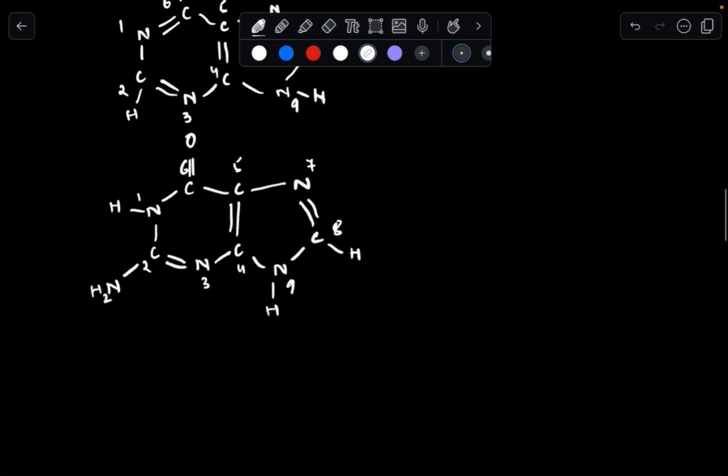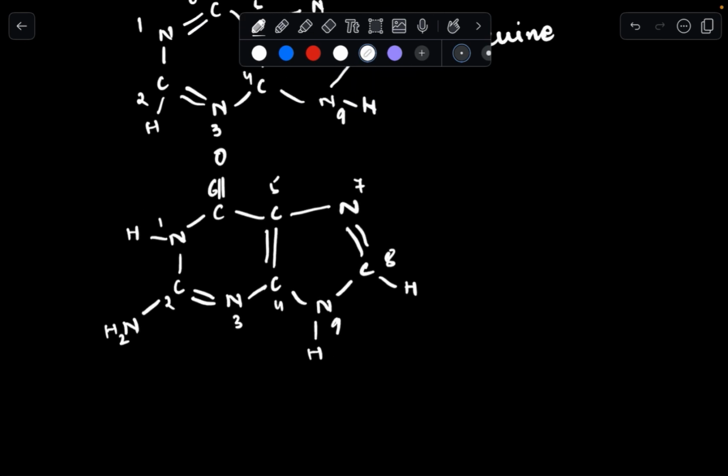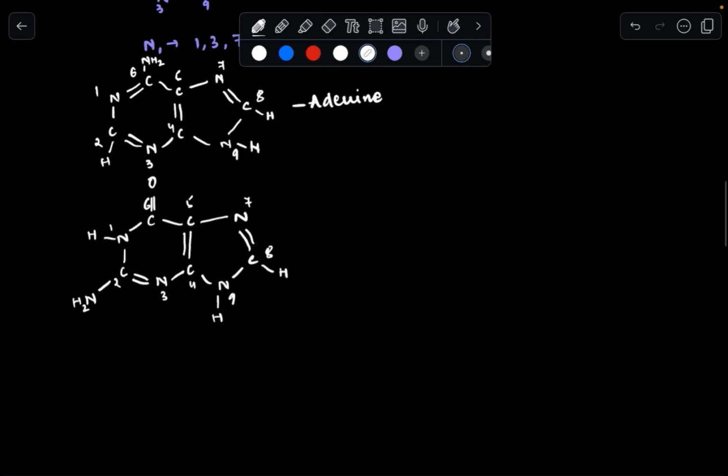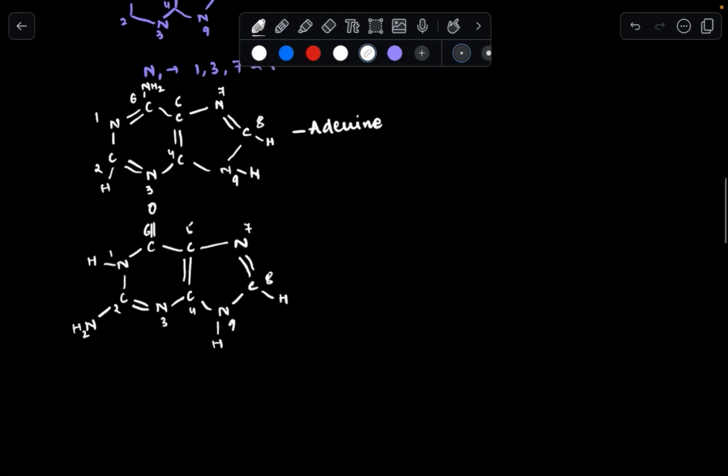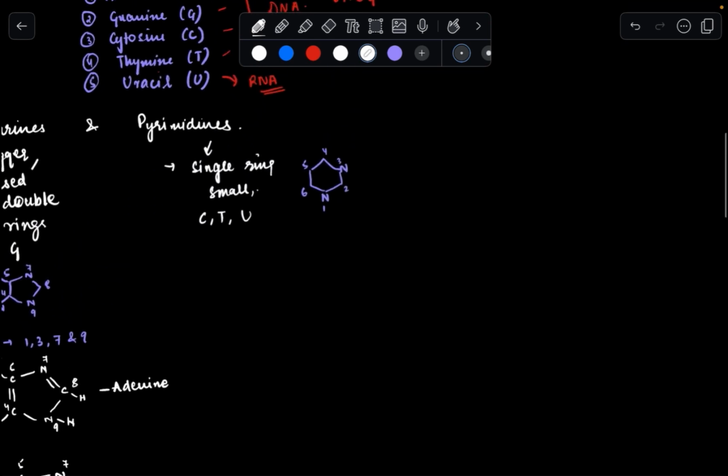Now, instead of an amine group at the 6th position, it has an amine group on the 2nd position, and a double bond O group at the 6th position. These two structures are very similar to each other, but we have to remember that on the 6th position adenine has an amine group, and on the 6th position guanine has a double bond O, while its amine group is present on the 2nd position. So now coming to the structures of pyrimidines, first we have the structure of thymine.